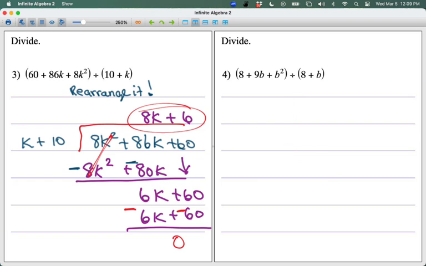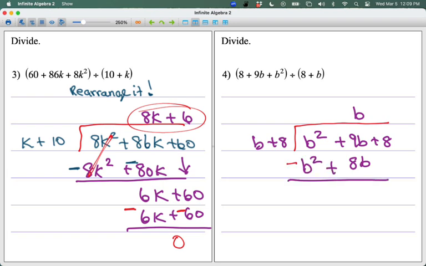Welcome back. We're going to put this one inside. The first one always goes inside. Standard form says we have the b squared first, the 9b second, and the 8 last. And we put this in standard form right there, b plus 8. We ask ourselves, b times what gives me b squared? And that is just plain old b. Distribute. 8b plus b squared.